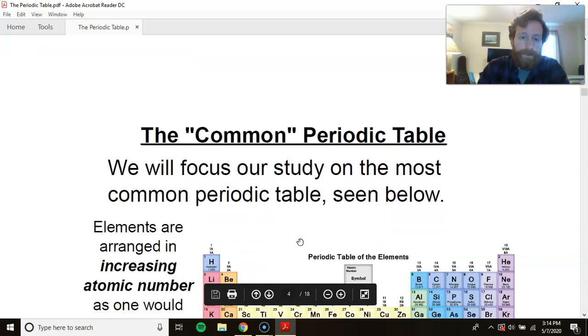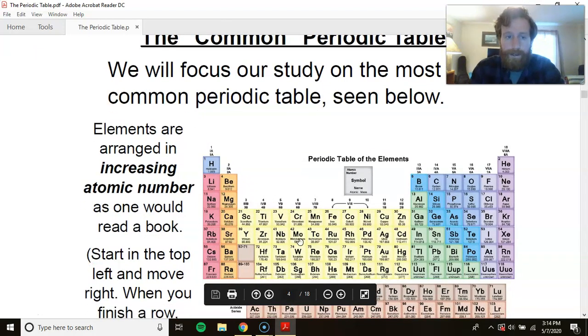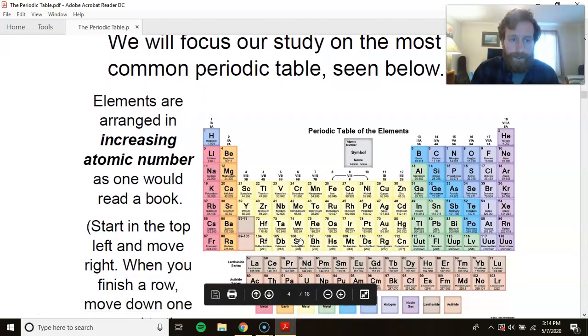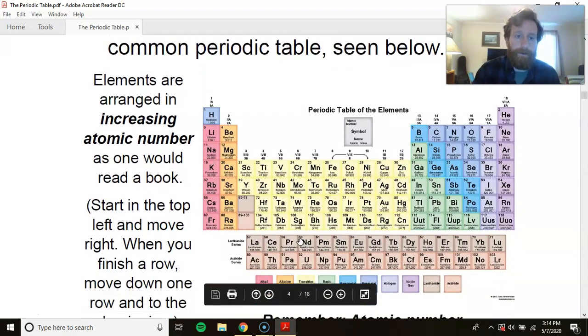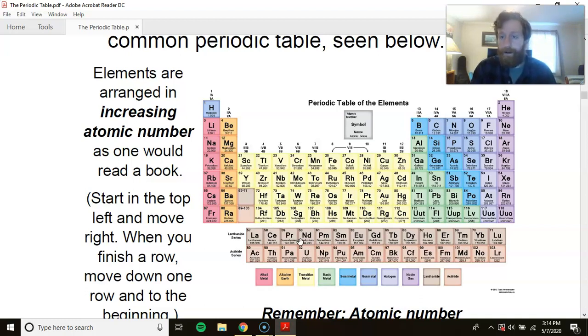So the common periodic table is this one that we've seen. And we'll focus our study on the most common periodic table. We're not going to go into any of those funky ones, but I think it's fun to show that they do exist when we start to study the periodic table. The periodic table is the chemist's number one tool. So it's very important that we understand the amount of information that we can get out of the periodic table. I'm not big on the idea of memorizing the periodic table, but more knowing how to use it as a tool when you need to in the world of chemistry.